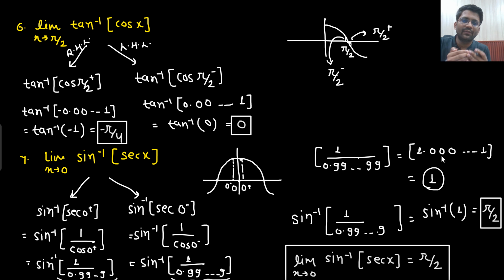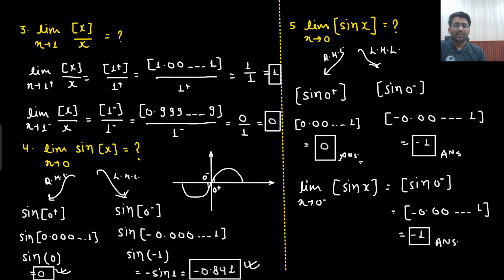Now I need to find out the value of greatest integer 1.0999 dot till 9999. So it will be some value just greater than 1. So greatest integer will put it to be 1 only. So this particular thing will be replaced by 1. So sine inverse 1 is nothing but pi by 2. So my answer is pi by 2. Understandable? So I hope you are able to solve these questions.